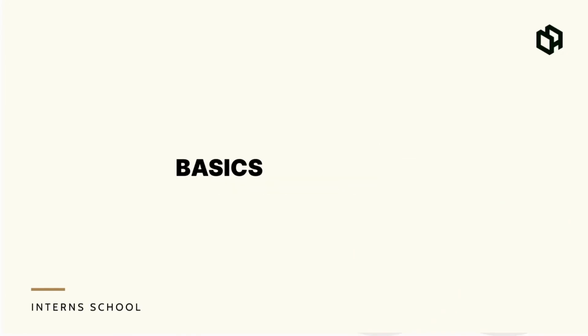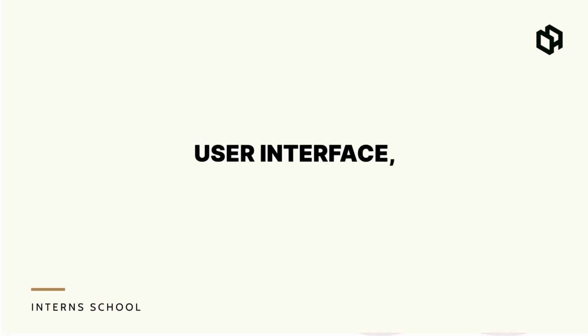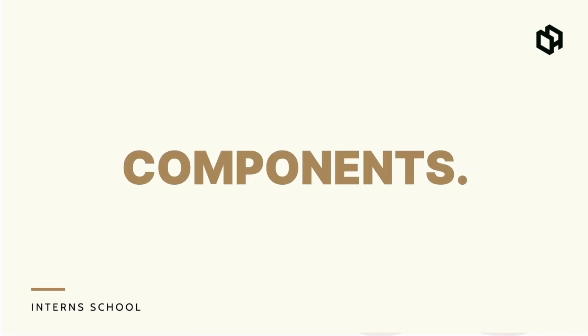We've already learned the basics of building React components yesterday. Let's now take a closer look at the components. In React, components are the building blocks of a user interface, and they can be categorized into two main types: functional components and class components.